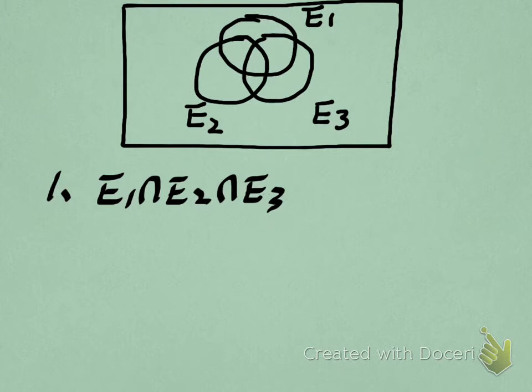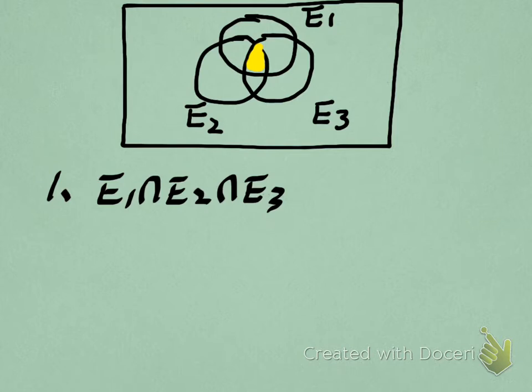Then, if we want to find the area for E1 intersection E2 intersection E3 in this diagram, we should find the area covered by all three circles. If we look at this, the area covered by all three circles is the part where they intersect in the center. Here I show this in yellow. So you can see this yellow part is covered by all three circles.